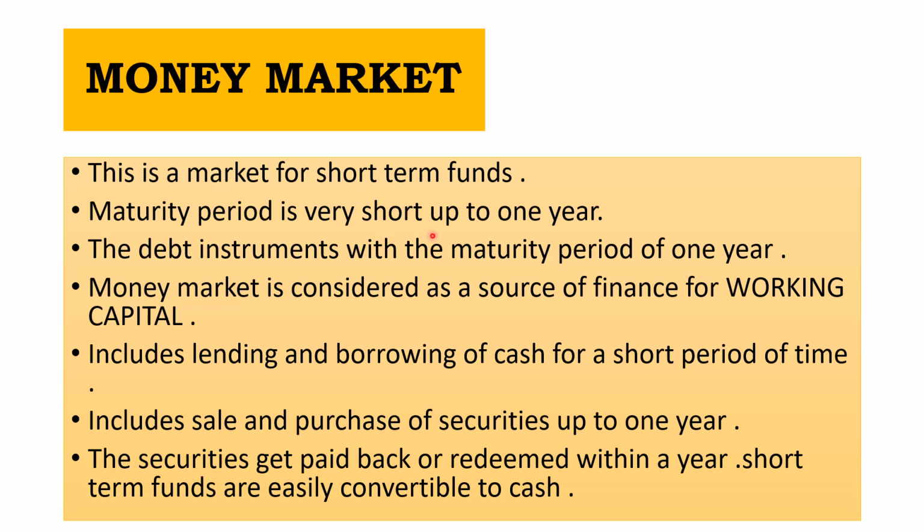Whatever instruments I will be discussing today, all of them will have the maturity period, the redemption period, up to 1 year. It can be less than 1 year, but the maximum limit settled is 1 year, not beyond that. The debt instruments with the maturity period of 1 year come under the coverage of money market. It is considered as a source of finance for working capital.